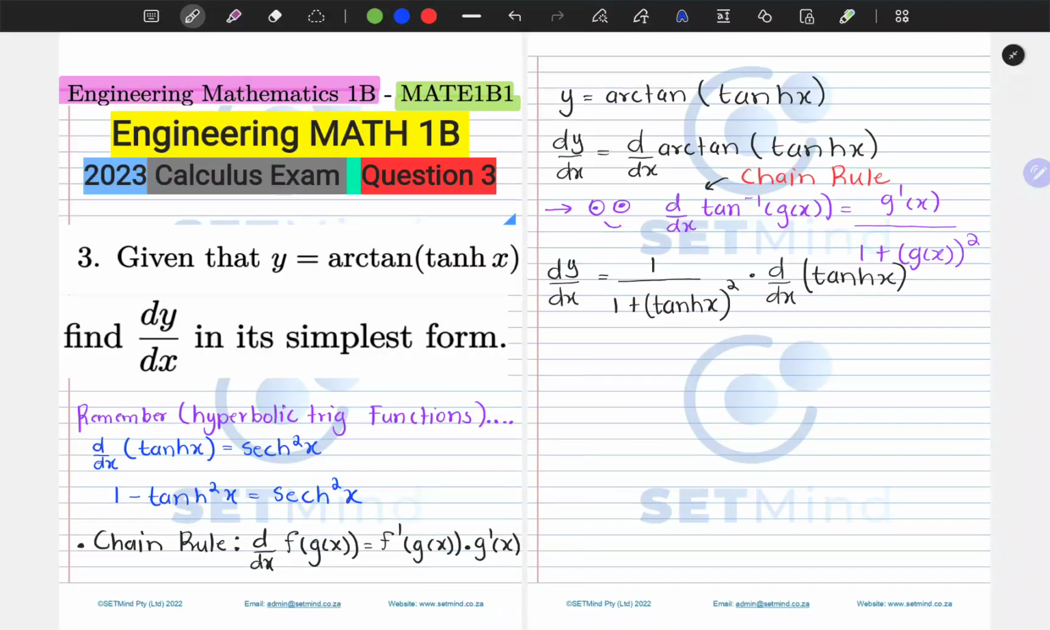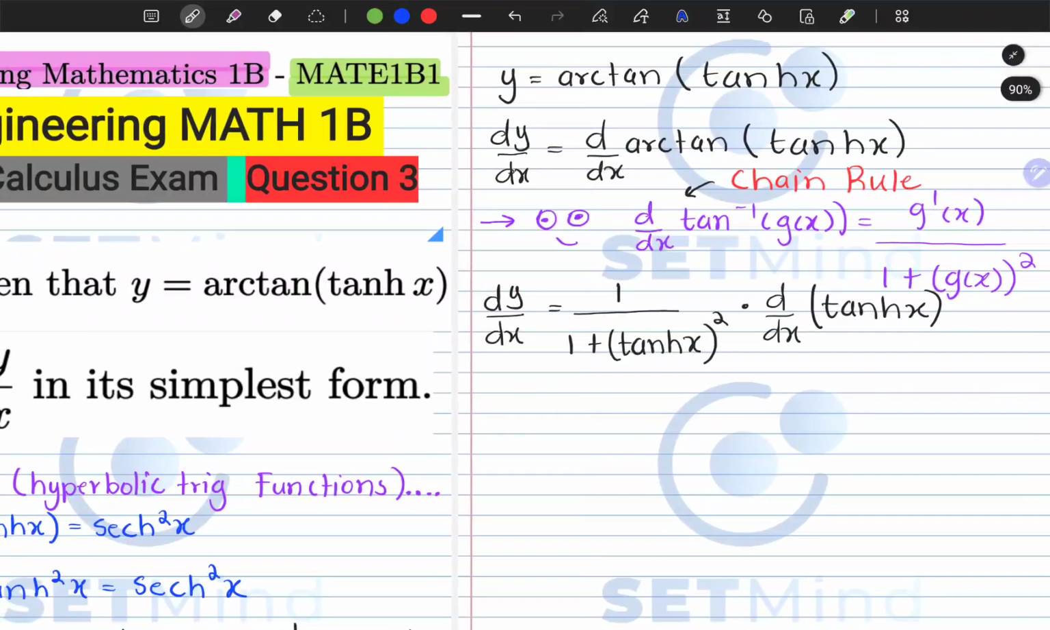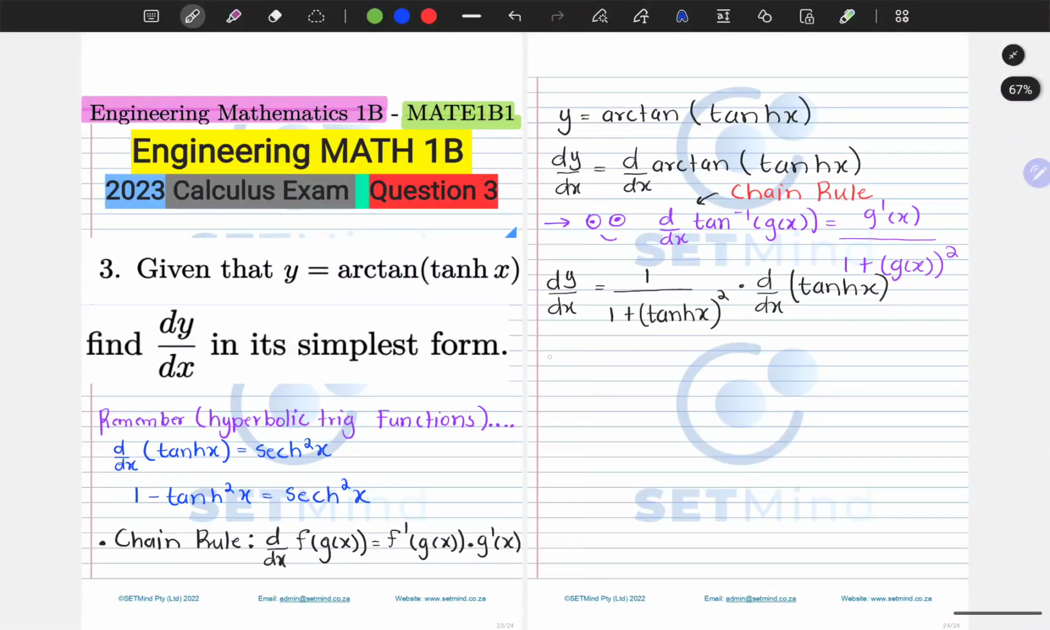Already we know what the derivative of hyperbolic tan is, which means our expression for dy/dx has been simplified. The derivative of hyperbolic tan of x becomes hyperbolic sec squared of x, and this will be divided by 1 plus, now this will be a square, so hyperbolic tan squared of x.